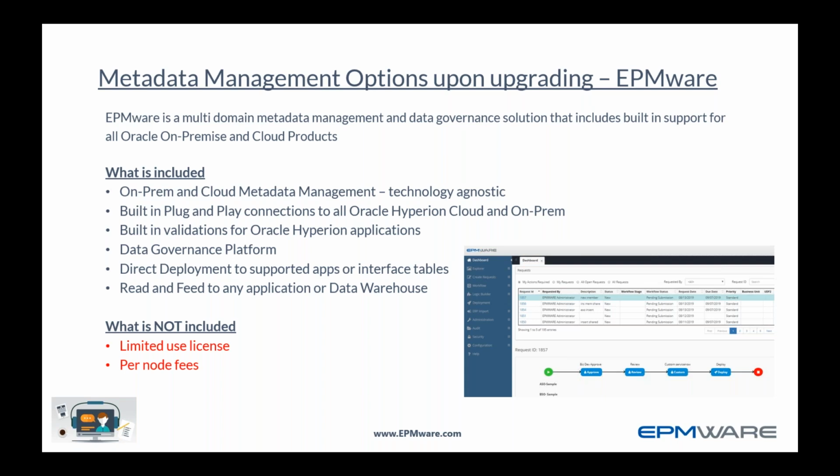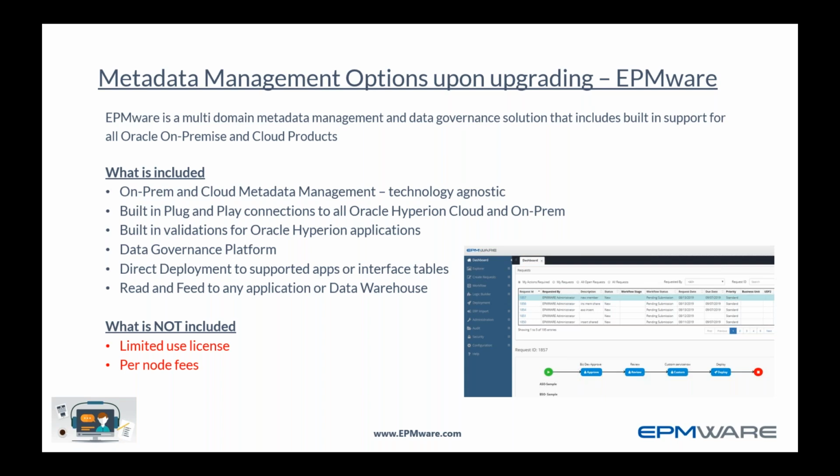You do also get reading and feeding to any application or data warehouse. So that means that you are able to automatically source your metadata from SAP or EBS, and you can put it through EPMware if EPMware is not your central place to author that metadata. Finally, what is not included with EPMware is a limited use license, which means that we do not charge by the node, which is different from DRM. But of course, with DRM Lite, I don't believe there's any node restriction there. Per node fees, right? That's one of our biggest things.